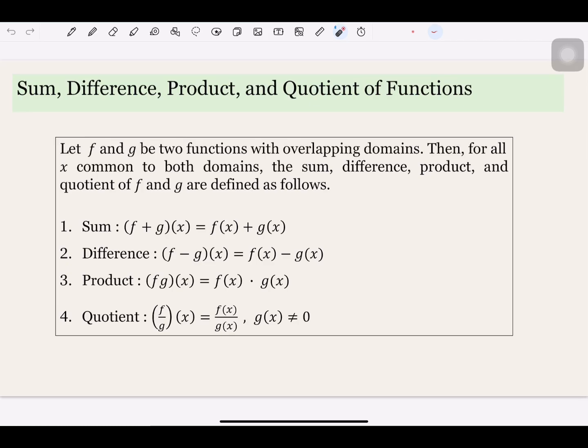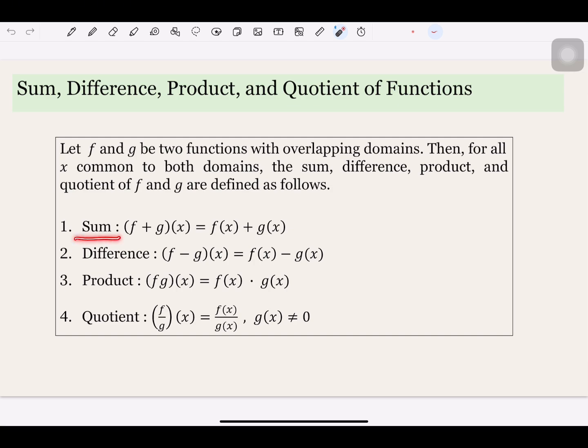Okay, so let's talk about how we can combine two functions using basic operations like addition, subtraction, multiplication, and division. Suppose we have two functions f and g. Let's also assume that their domains overlap, meaning there are some x values where both functions are defined. For those common x values, we can define the following functions.